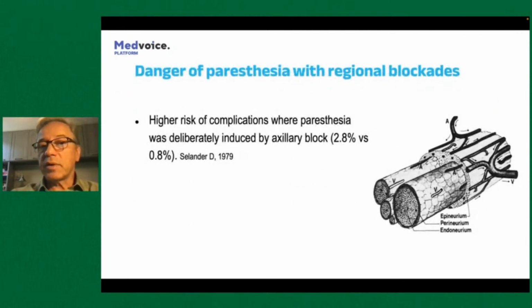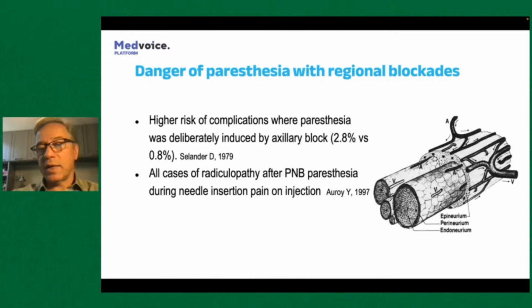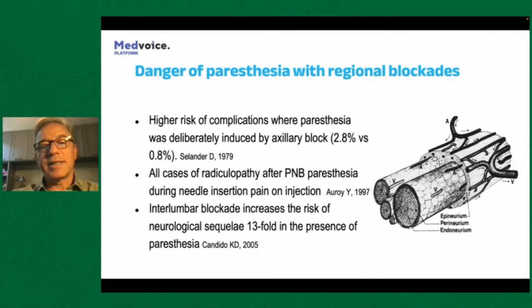What is the danger of paresthesia with regional blockade? It has been shown there is a high risk of complications where paresthesia was deliberately induced with axillary block: complications were 2.8% versus 0.8%. All cases of radiculopathy after peripheral nerve blockade, with paresthesia during needle insertion and pain on injection, were mainly due to paresthesia techniques. An intralumbar blockade increases the risk of neurological sequelae 13-fold in the presence of paresthesia.